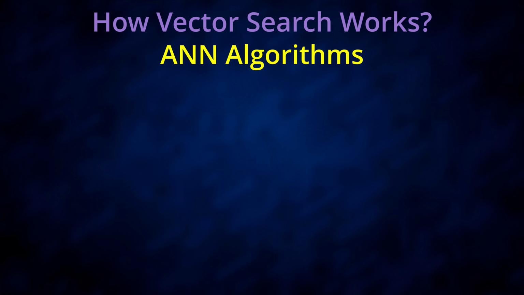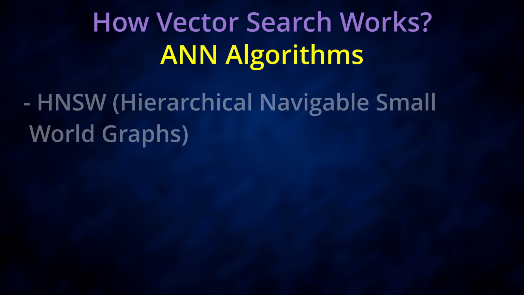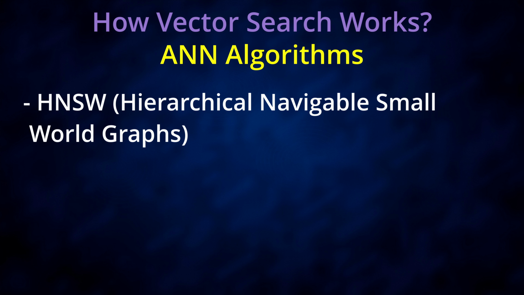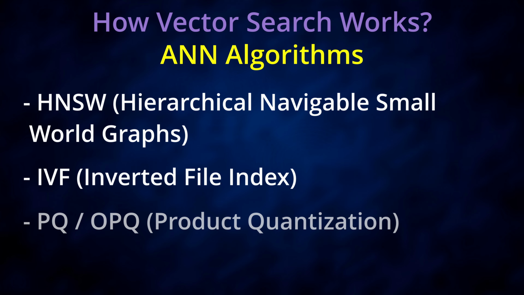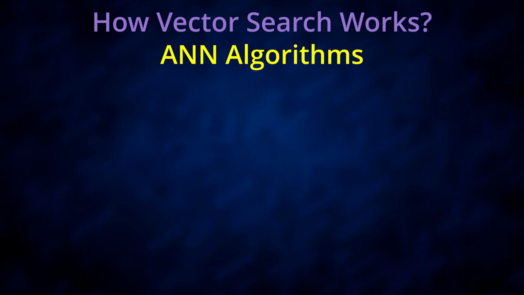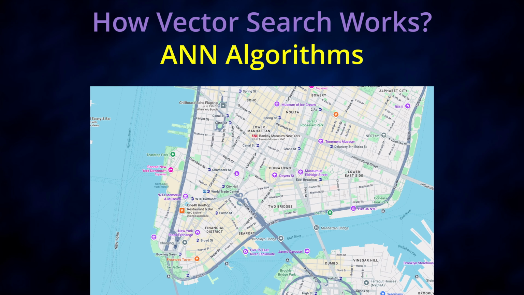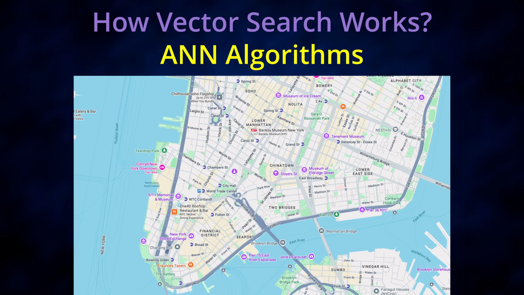ANN algorithms. These accelerate search. HNSW, hierarchical navigable small world graphs. IVF, inverted file index. PQ or OPQ, product quantization. Instead of scanning every point, ANN jumps through a graph or index like shortcuts in a city map.